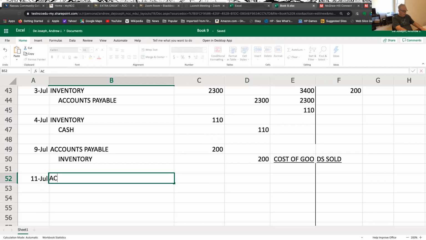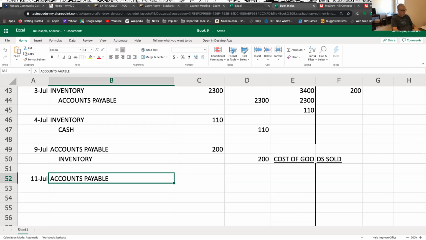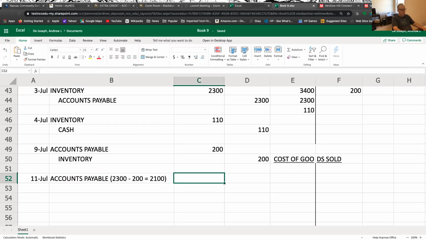Well, I'm going to debit accounts payable. Right? Because if I owed somebody money and I pay them back, I can debit accounts payable. How much did I owe him? Right? Again, if you want to just refresh your memory, 2,300 minus 200 equals 2,100, right? That's how much you owed. So debit accounts payable 2,100. Now I'm not going to pay 2,100. I'm going to pay 2,100 minus 1%.